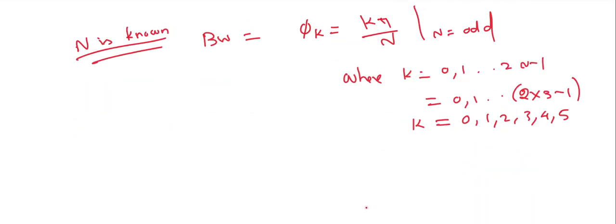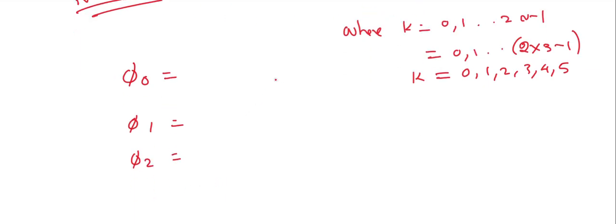Now you can determine phi k: phi 0, phi 1, phi 2, phi 3, phi 4, phi 5. Determine the poles. I leave it to you.